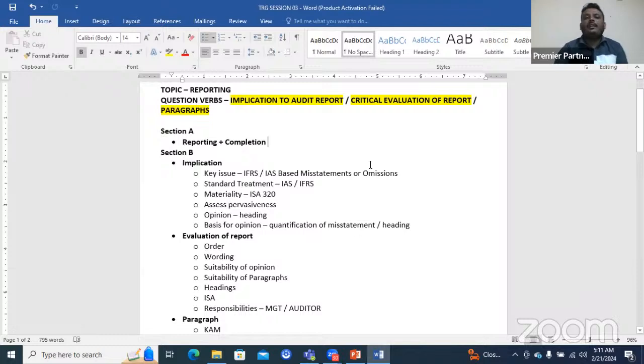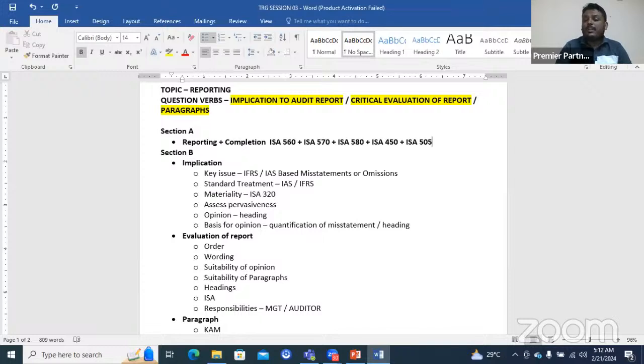Completion topics include ISA 560, ISA 570, ISA 580, ISA 450, and also ISA 505. What is ISA 560? Subsequent events, active duty, passive duty. What is ISA 570? Going concern, the responsibility of the auditor and of management over going concern. ISA 580 is written representation. And ISA 450 is overall misstatements.